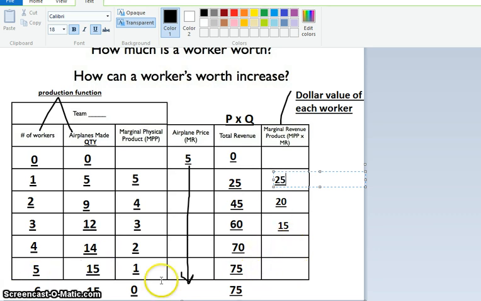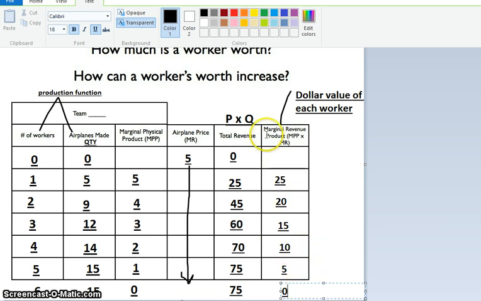Hopefully that's making sense for you. If you can't, look at the formula here. So it's the marginal physical product. This is the amount of airplanes that each individual worker produces. Look at those, and then you're going to multiply it by your marginal revenue, which is always 5. Do that for 1, 2, 3, and then get back to me. Hopefully yours looks something like this.